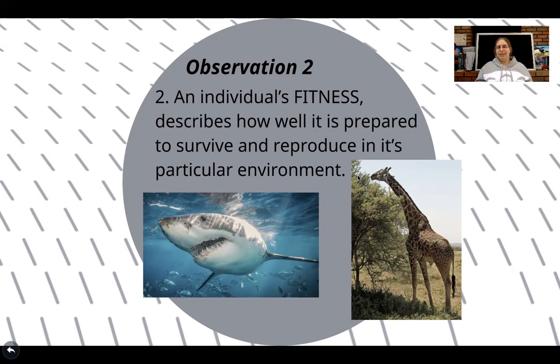Now notice it also says reproduce. You can have the best traits in the world, but if you do not successfully reproduce and have offspring that can then pass on those traits, it doesn't matter because the traits are going to die with you. So we're looking at organisms with the best adaptations that are able to survive and reproduce in their environment. That's what we look at when we talk about an organism's fitness.